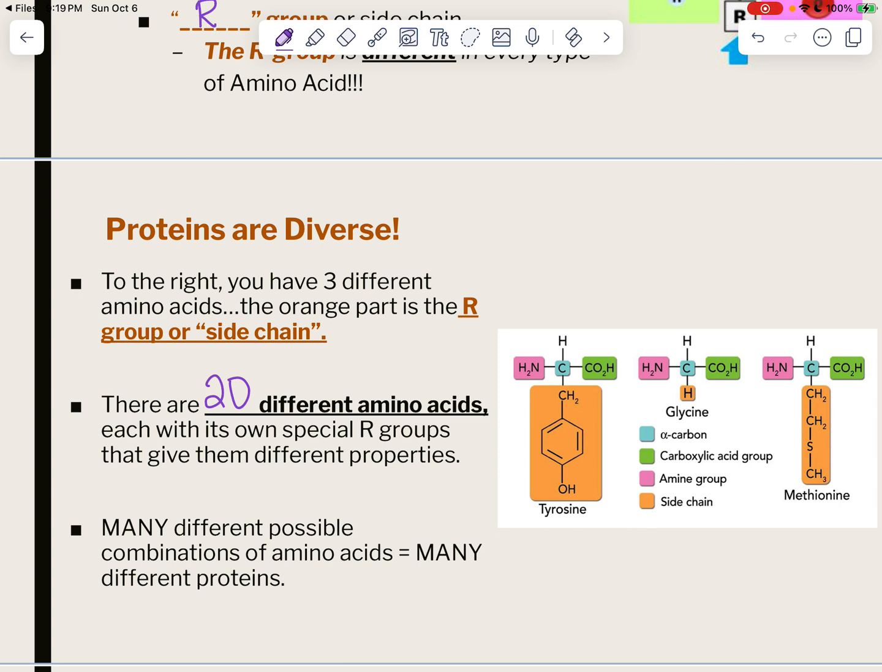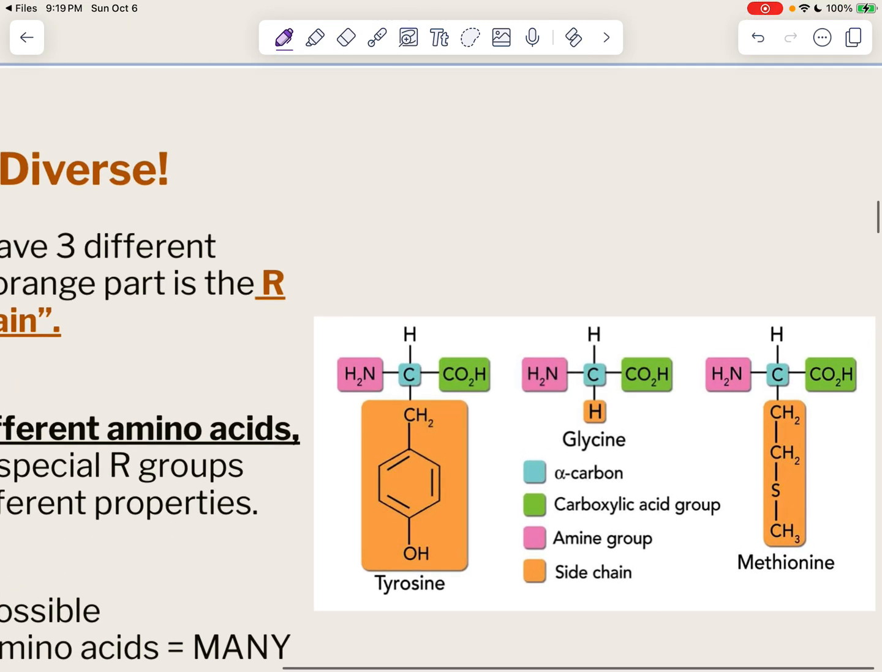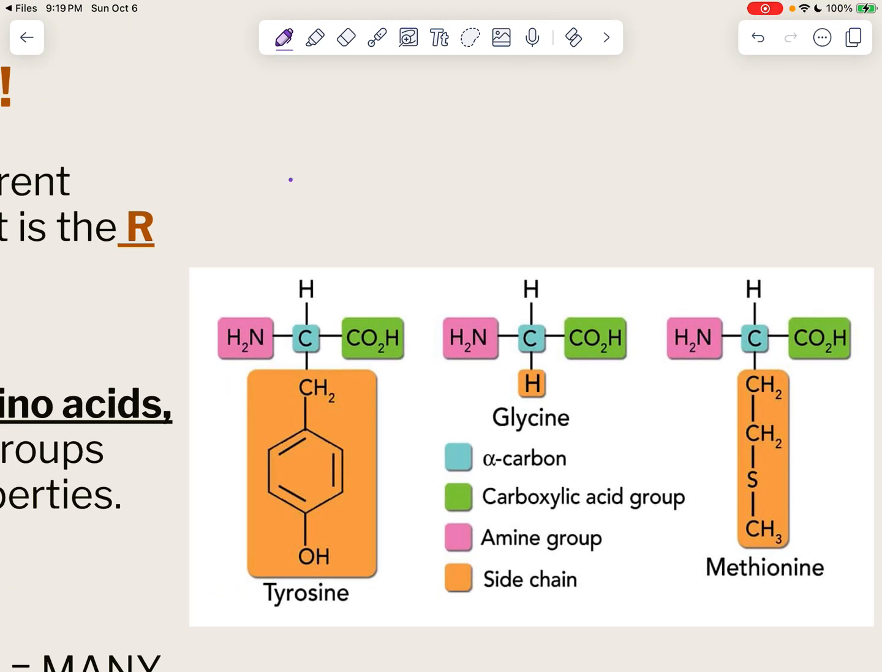So you can see this amino acid chain or this protein of 1, 2, 3, as if I was going to put them all together. I have my amino group or amine group here in pink. I have my carboxylic acid group in green. And then I have my R group, which is different for each of these amino acids. So tyrosine is the side chain or the R group on this amino acid. So the whole thing is called tyrosine, the whole thing is glycine, and the whole thing is methionine.